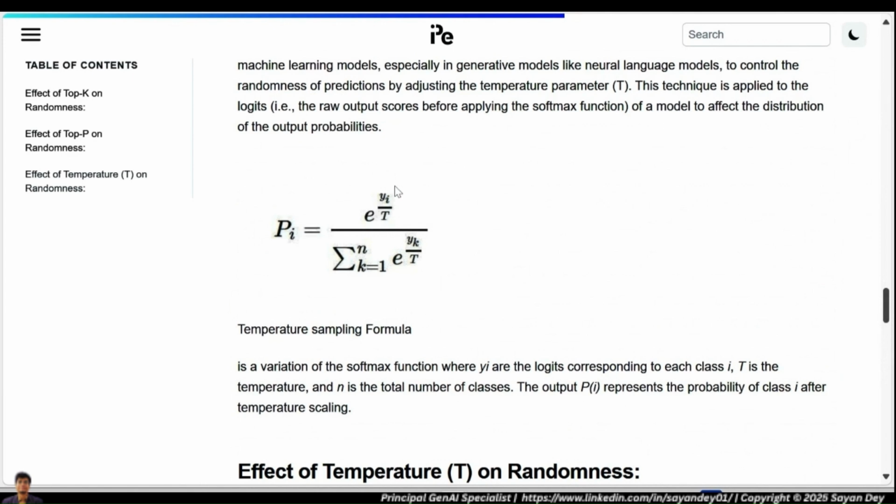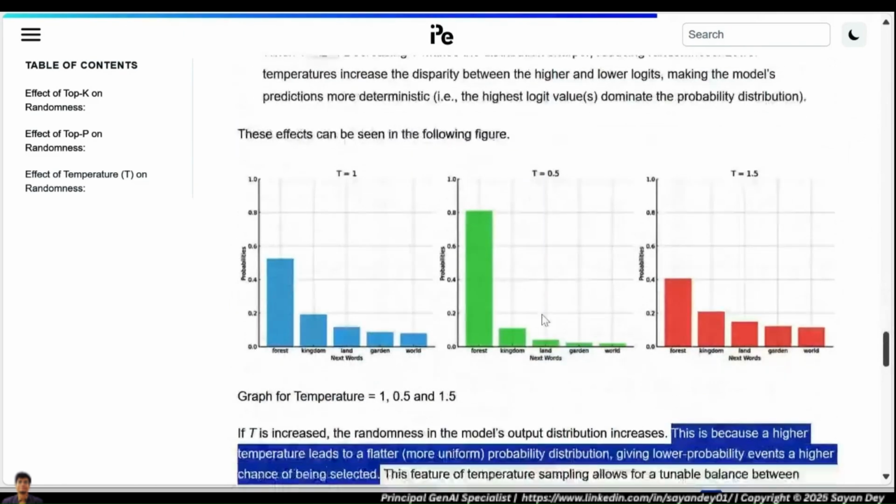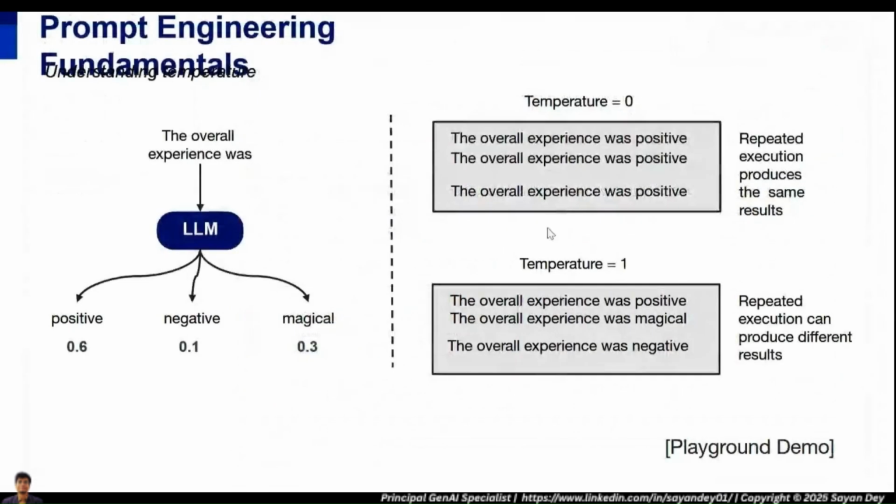So you can understand what's happening here. The weights are actually reducing here in a way. This is what happens behind the scenes with temperature. And as the temperature is equal to 1, you can see that sometimes the output will be positive, sometimes it will be negative, sometimes it will be magical.